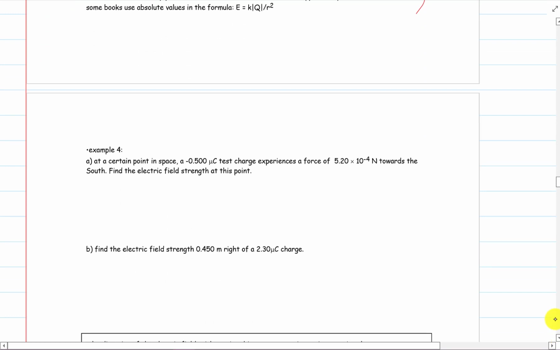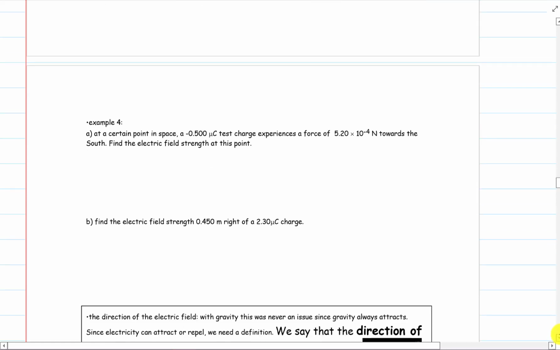So, at a certain point in space, example number 4, a 0.5 microcoulomb test charge experiences a force of 5.2 times 10 to the negative 4 newtons towards the south. Find the E field strength at this point.